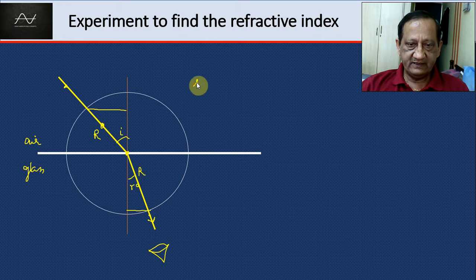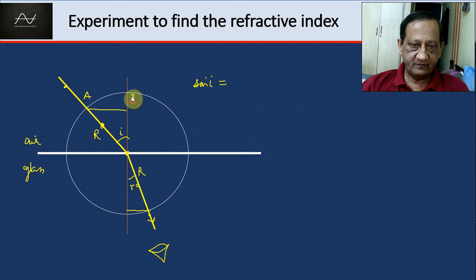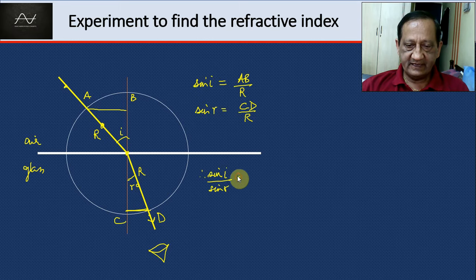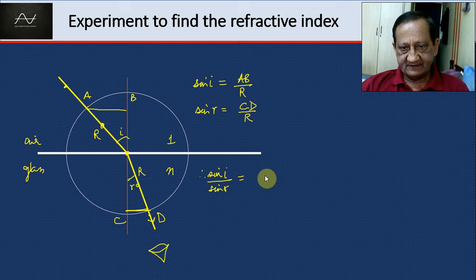So sine I is equal to this distance, say AB, divided by the radius. And sine R is this distance, let us call it CD, divided by the hypotenuse. Therefore, sin I by sin R will be the absolute refractive index of this glass slab, let us call it N, and for air the absolute refractive index will be 1. So sin I by sin R is AB by CD.